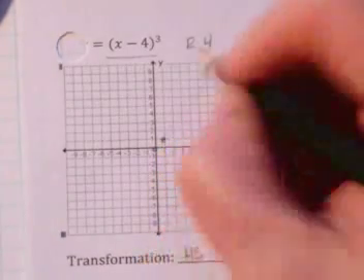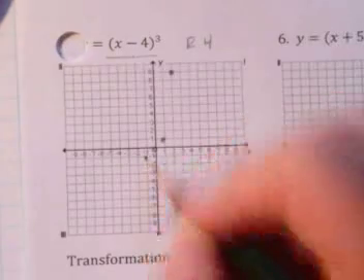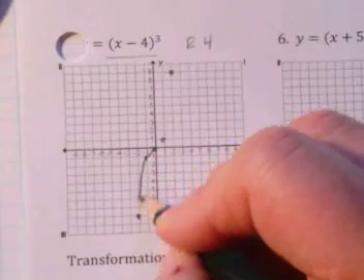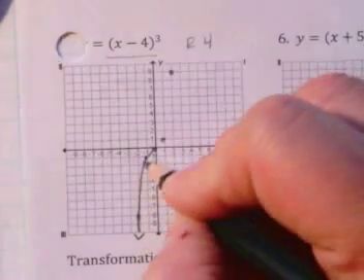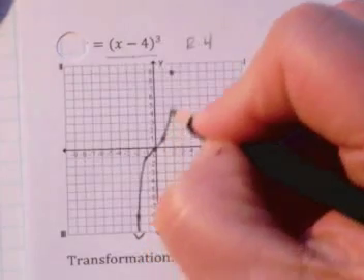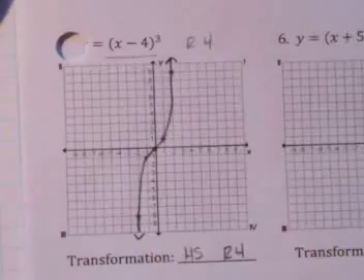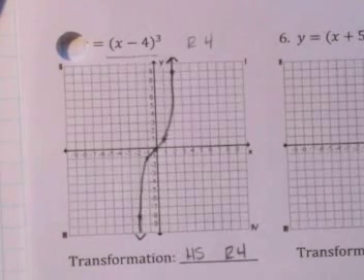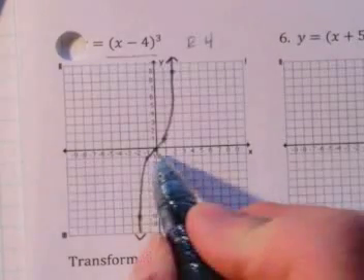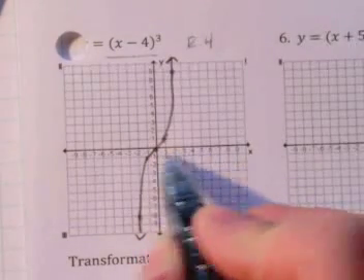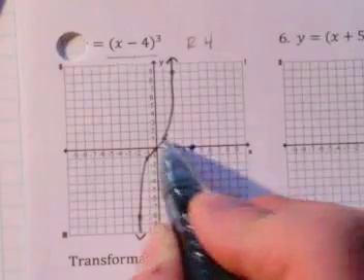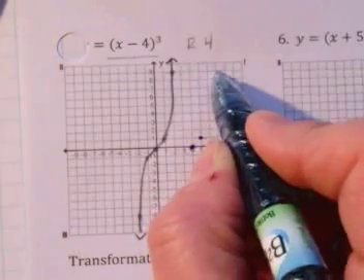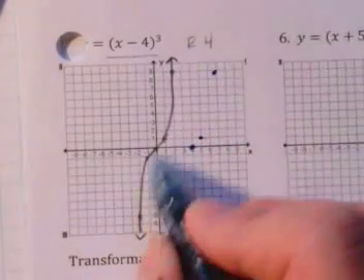Again, I'm going to graph my parent cubic function. And my points are -2, -8, -1, -1, 0, 0, +1, +1, and +2, 8. So that's what my parent looks like. I'm interested in graphing my parent with a shift to the right 4. So I'm going to take each one of these points and I'm just going to count over 4 units to the right.